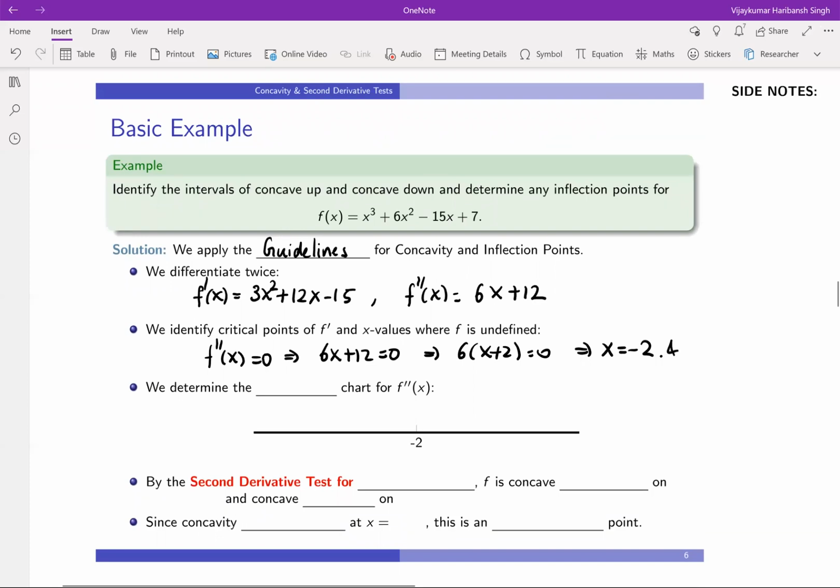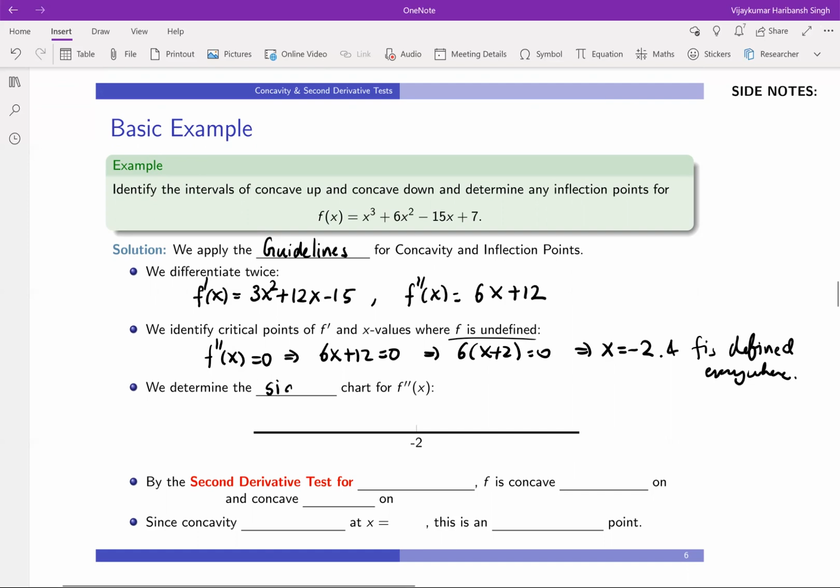And f prime basically, and where is f undefined? Well, f is defined everywhere, so we don't have to worry about that. So f is defined everywhere, so there's no contribution from undefined part.